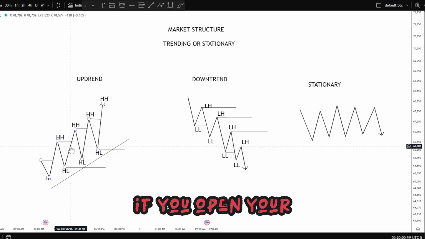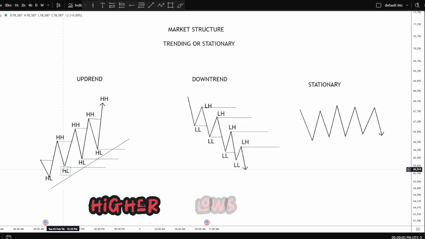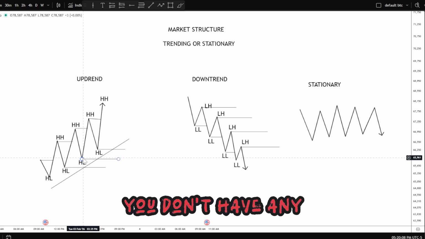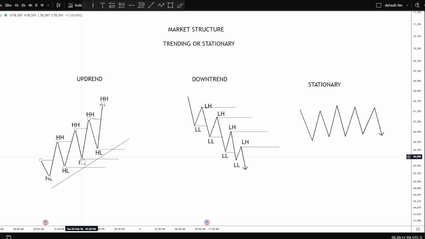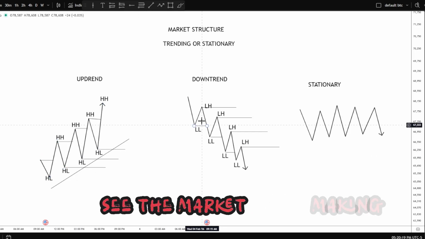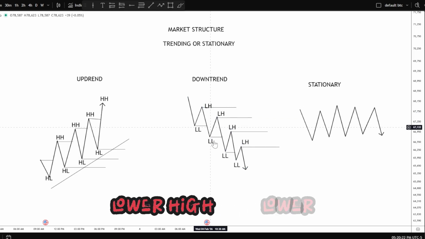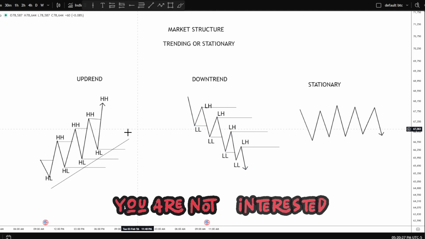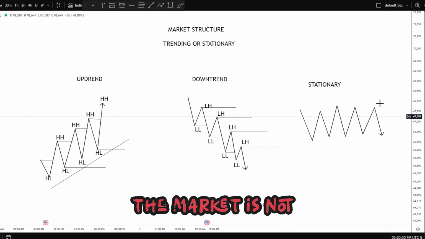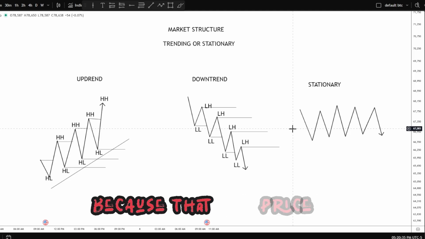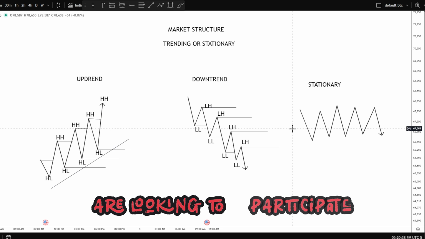If you open your chart and you see the market making higher highs, higher lows, higher highs, higher lows, you know that you should be looking to be a buyer. You don't have any concern of where the market is going. You automatically know that the market is bullish as of that moment. And if you see the market making a series of lower highs, lower lows, you know that the market is selling, so you should be a seller. You are not interested in buying. And if you come to the market and you see that it is not breaking any structure, it's just ranging, it's telling you to stay away from that price action, because that is not what you are looking to participate in. You get?